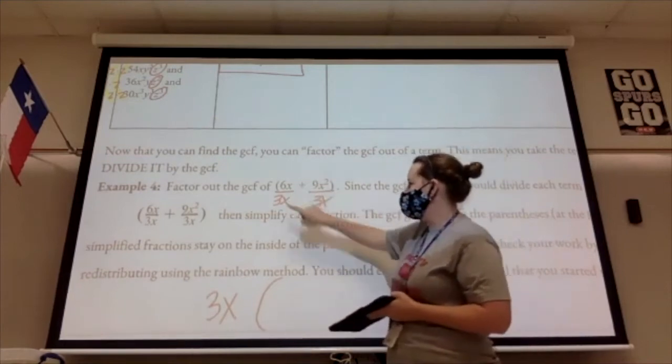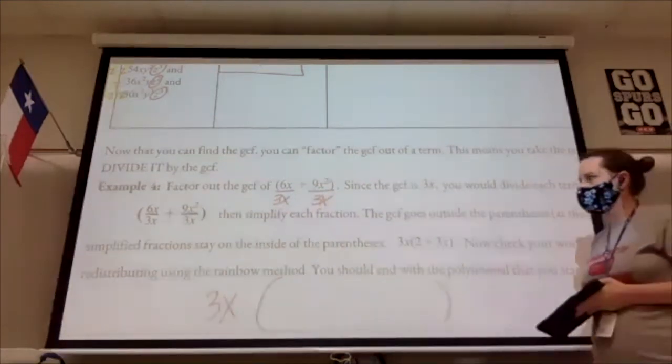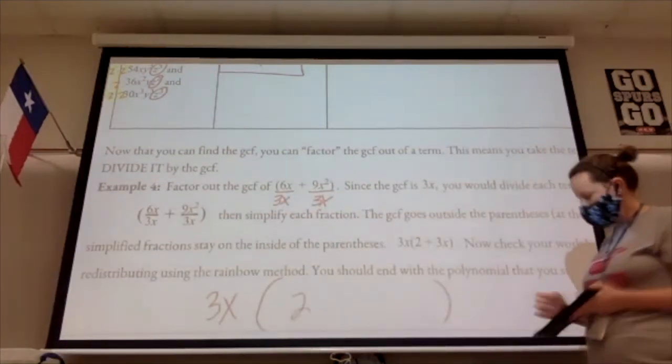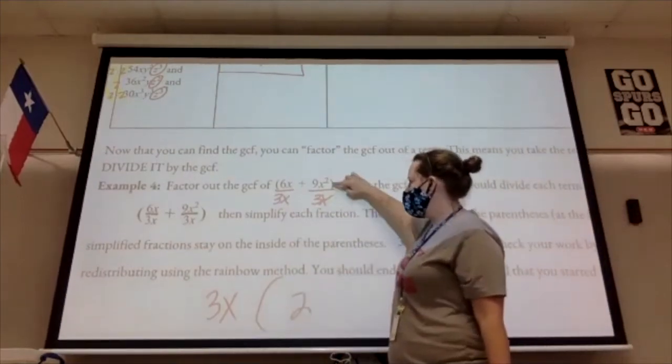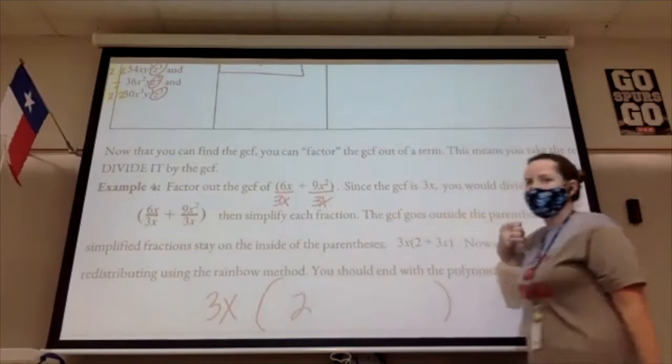So what is 6x divided by 3x? Just a plain old 2, right? Because x divided by x makes 1, and that doesn't matter. Okay, what is 9x squared divided by x?